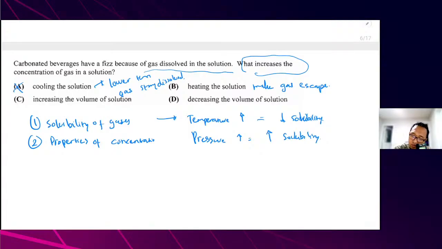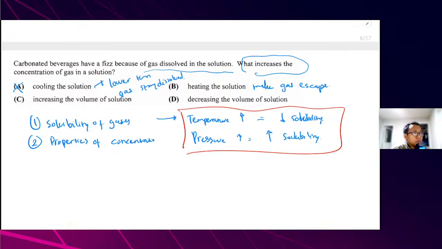Just remember this concept of the solubility of gas. And remember, to keep your soda fizzy longer, keep it cold. Gas dissolves better in cooler liquids. Okay, keep it cold.